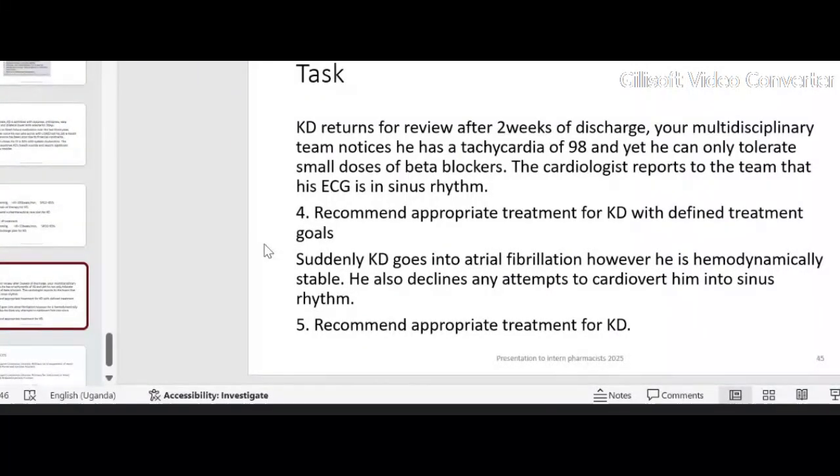Recommend appropriate treatment for kidney. What are you going to do for him? Okay. So as we go through this presentation, I want you to be thinking about this kidney and his problems, and how he was managed or how you're going to manage him, because at the end of it all, we're going to come back to this.